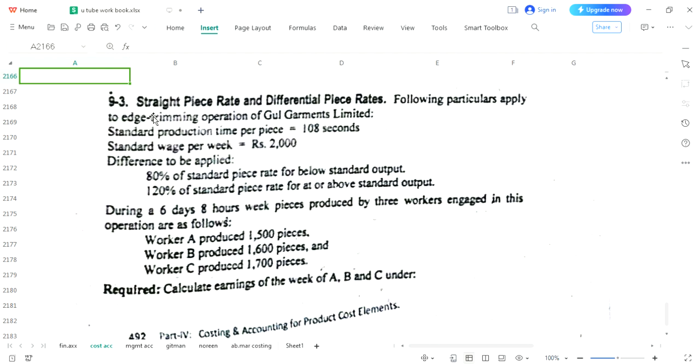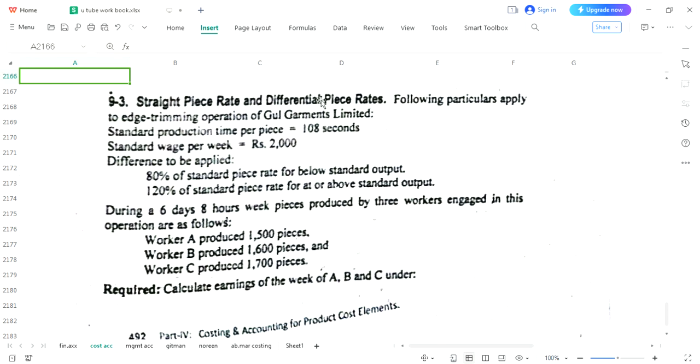The chapter we are dealing with is labor wage rates and labor wages, how to calculate wages for the labor, and two main topics and two main dimensions of payment of wages we have already discussed. Here, what is said is that we need to calculate piece rate and differential rate.